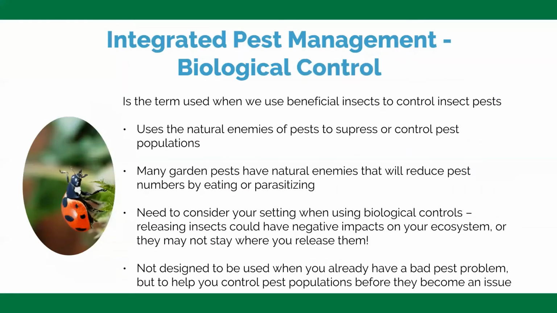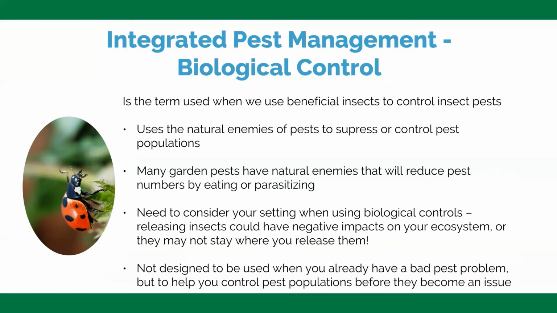Next up is what we call biological control, and this is when we're using beneficial insects to control our insect pests. So these use the natural enemies of pests to suppress or control pest populations. Many of our garden pests have natural enemies that will reduce your pest numbers by eating or parasitizing. So like you saw in that first video where there were parasitized eggs of those aphids on that leaf, that was from a parasitic wasp that lives in your garden naturally and was helping you control that pest population. So you need to consider your setting when you're using biological controls.